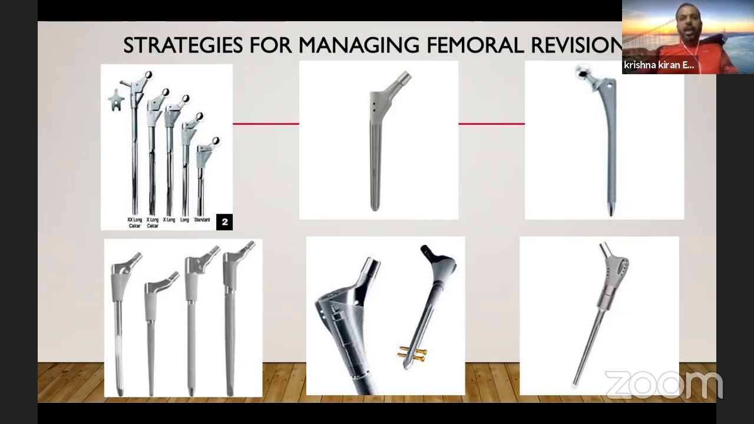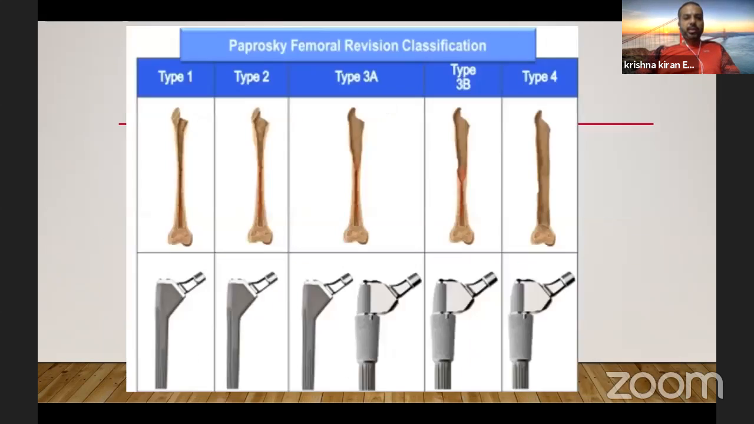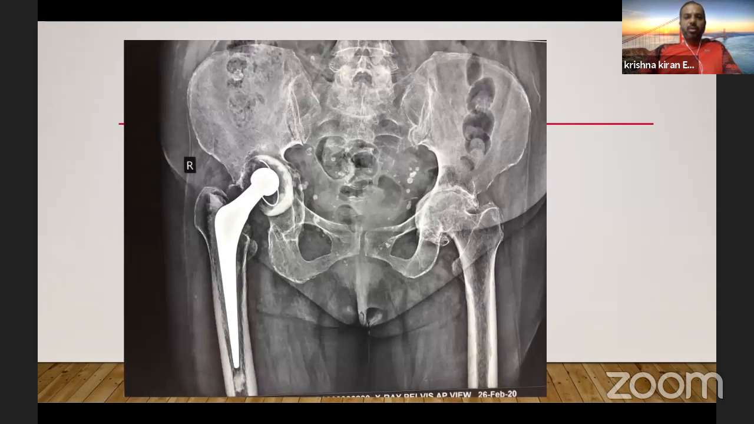So this is the algorithm for managing the femoral revision situation. Now, by and large, if you look at the femoral classification based on bone loss, the type 1, 2 are amenable to conservative revision. Type 3A and 3B are ones where we transition from a monoblock device to a modular device. And type 4, you're looking at an allograft prosthesis composite, a modular device, or a tumor prosthesis. So that's in depth the summary of what we are going to see as we go on.